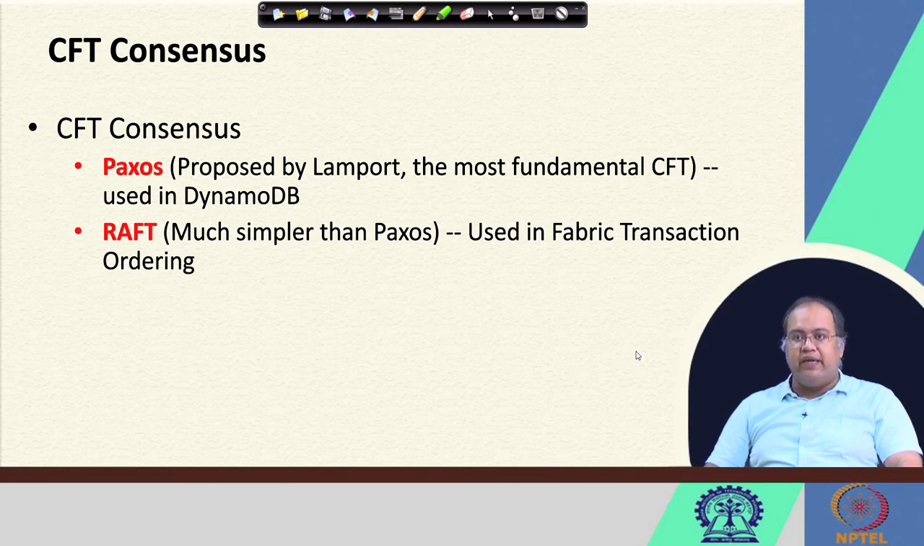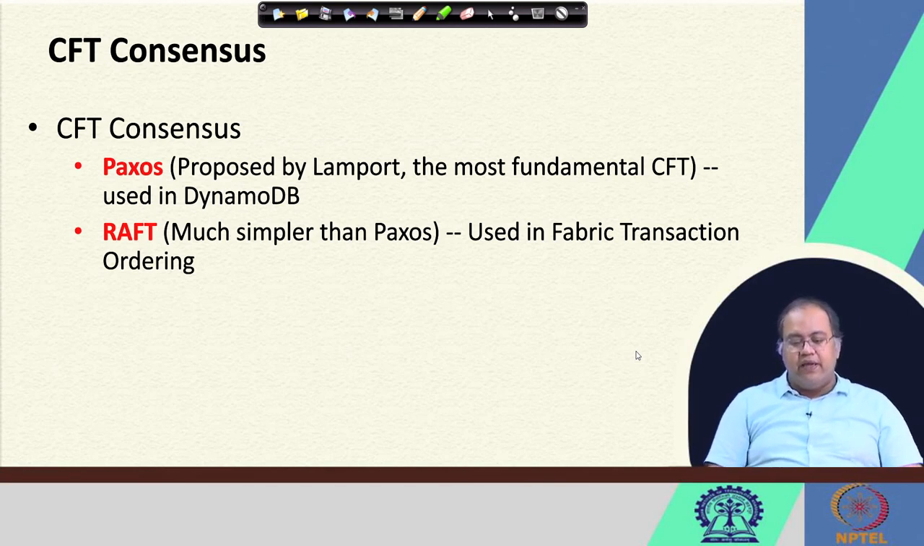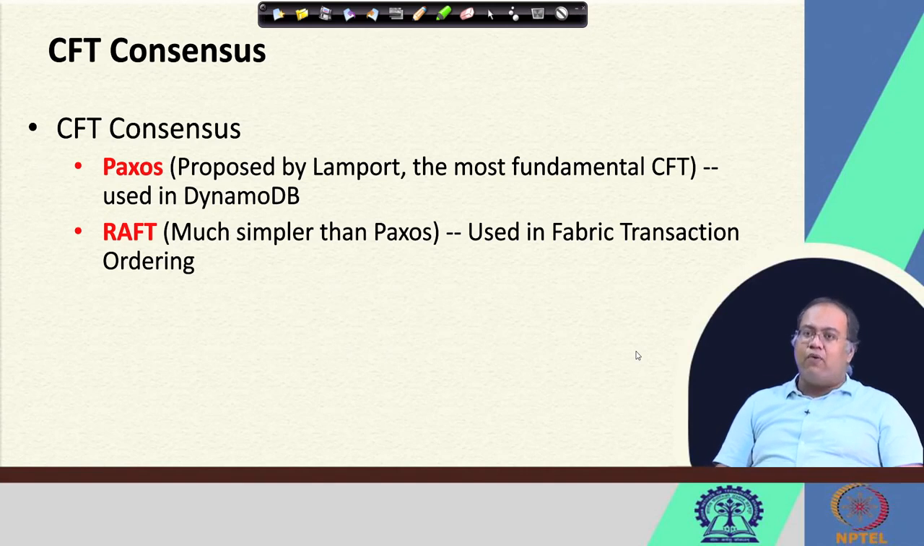Systems like DynamoDB basically use Paxos to reach consensus. There are other CFT consensus algorithms like Raft. Raft is much simpler than Paxos. Raft is used in blockchain in one context.